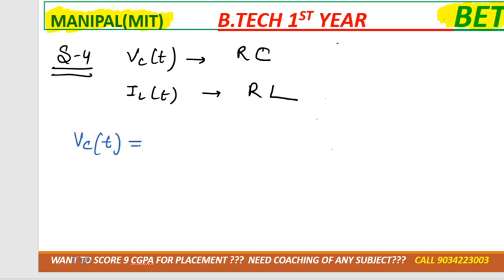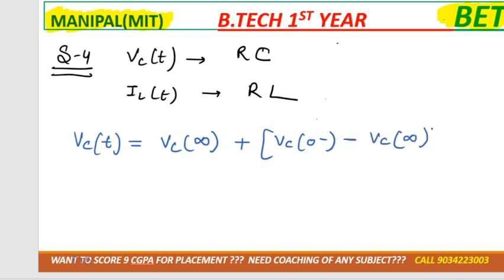So VC of T is equal to, we'll have the formula VC of infinity plus VC of 0 minus VC of infinity, e raised to power minus t by tau. This formula is also given in your handbook, but they have not given this version of the formula. By my method they have given a different formula, so don't rely on the handbook. This formula you need to remember. Okay.